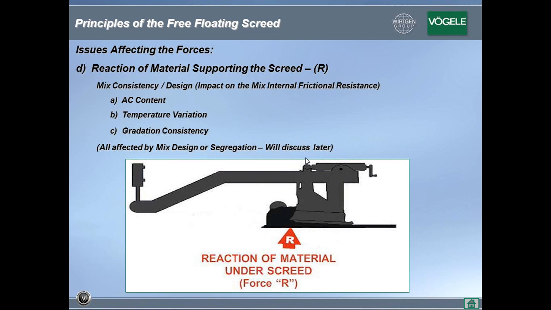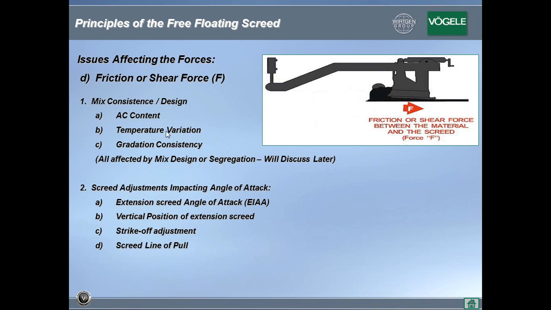And then fourth is the reaction of the material supporting the screed. If you look at the things that impact the reaction force, it's asphalt content, temperature variation, and gradation consistency. Keeping that in mind, we go to the fifth force, which is the frictional resistance of the material as it flows under the screed plate. Again, you will see asphalt content, temperature variation, and gradation consistency. But you would also find that the extension screed angle of attack, the vertical position of the extension screed, the strike-off position, and the line of pull all impact the frictional resistance.